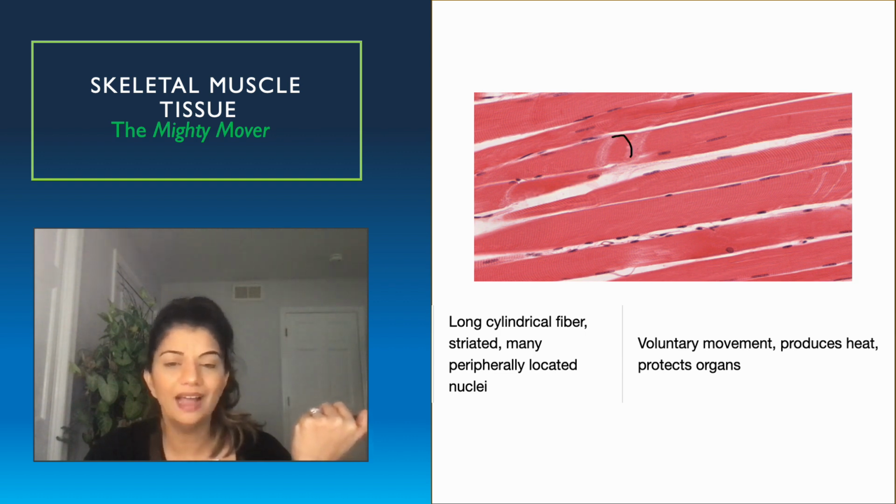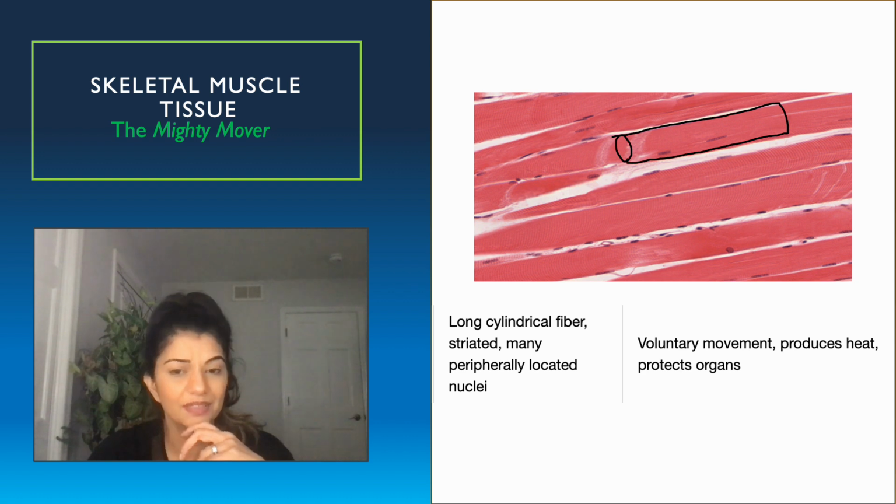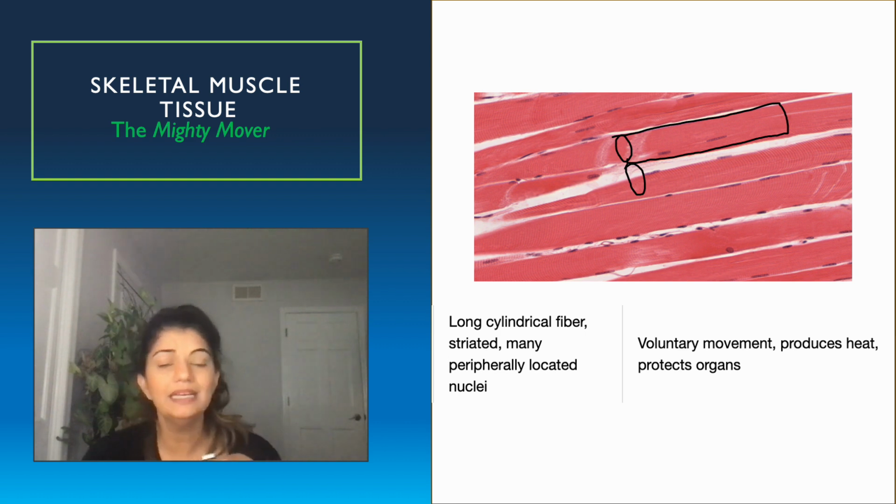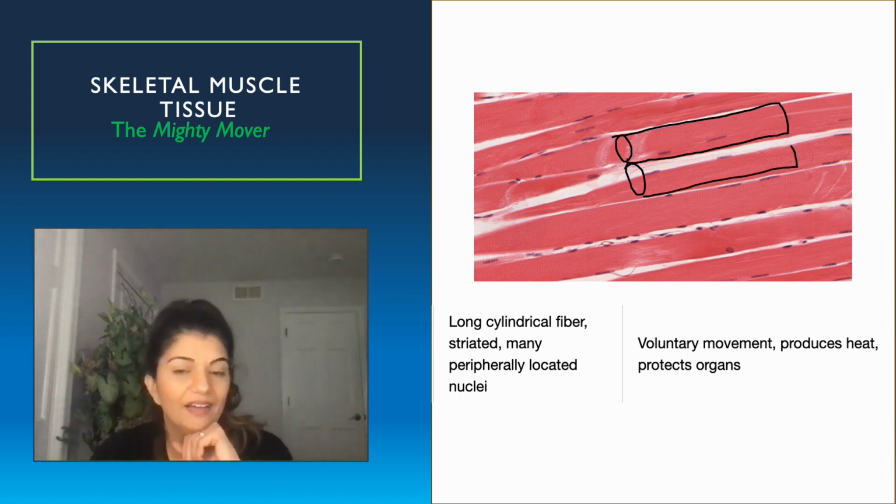Now they do have these cylindrical fibers that are very striated, like they're stripy a bit, and they also have nuclei, multinucleated, and they tend to have nuclei in the peripheral surfaces. So it makes sense that they would have multiple nuclei, right? Because they require a lot of power. So there's a lot that goes into skeletal muscle.